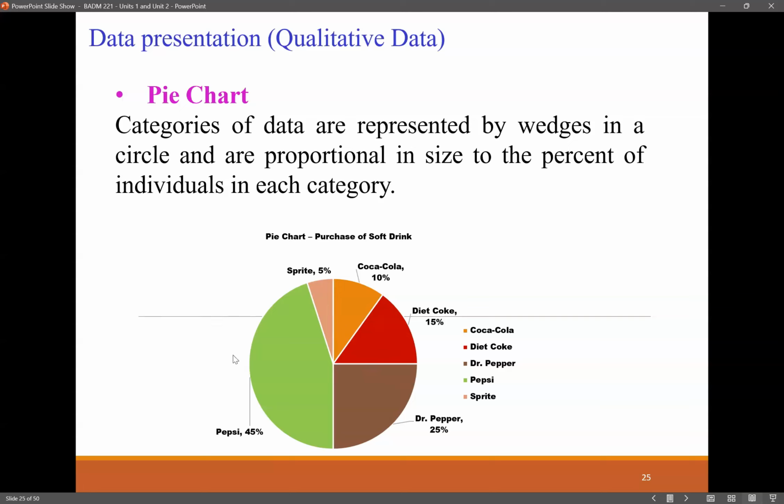And this way, this gives you a good visualization. Charts and graphs always give you better visualization of given data, and you can just see this graph and decide that, okay, Pepsi is the most frequent. You need not see the numbers, and you can easily see that Pepsi is the most frequent soft drink that people purchase.